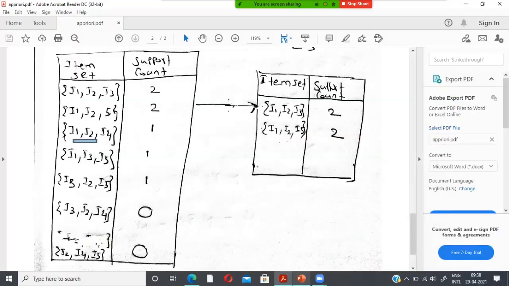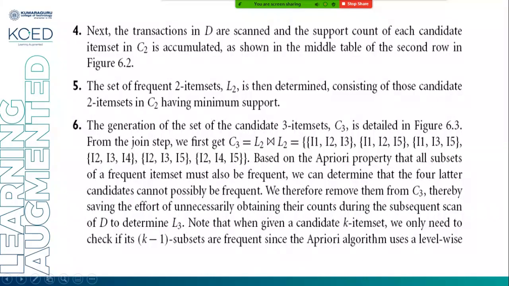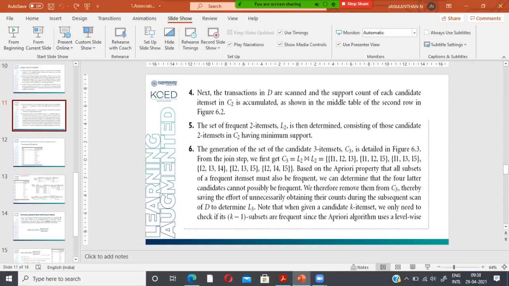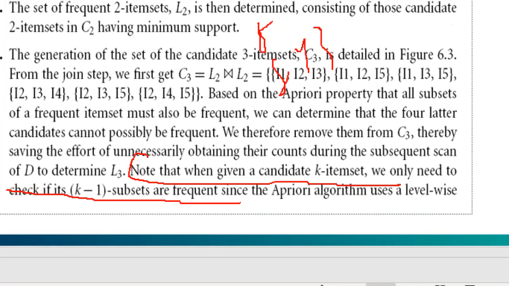How many times will the transaction go? There is an explanation in the slide. Note that when given a k item set, we only need to check that k minus 1 subsets are frequent. For example, if 5 items are given, we will go up to a maximum of 4 item subsets. If we have 4 items, we go up to 3 item subsets. But here, we have 6 items, so we have to go up to 5 item subsets. That's why they mentioned that.